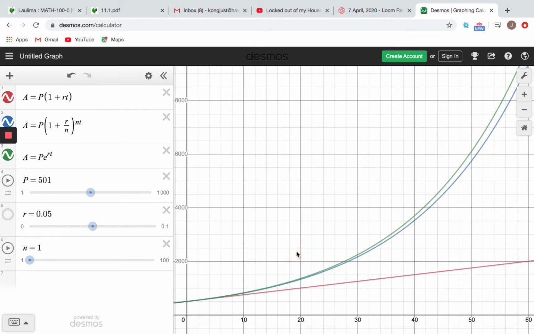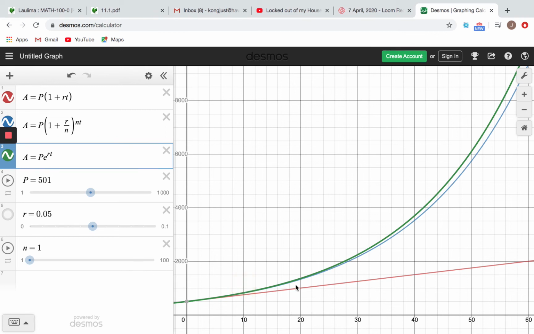Okay, so let's do a little interpretation. Let's see where we're at in 10 years with simple interest. That's the red line. At 10 years, I'm at about $750. Let's follow this blue line with compounding once per year. At 10 years, I'm at $816. And with the green, continuous compounding at 10 years, I'm at 826, so a little bit more.